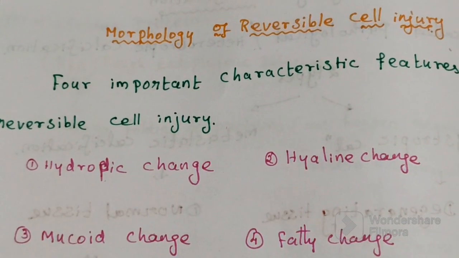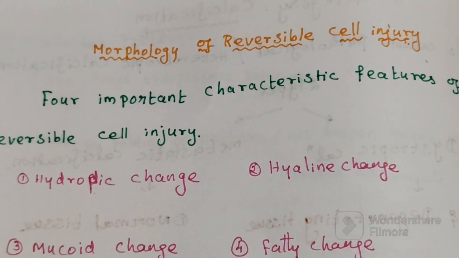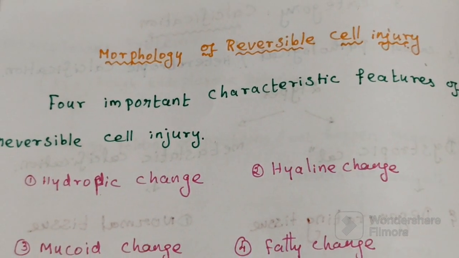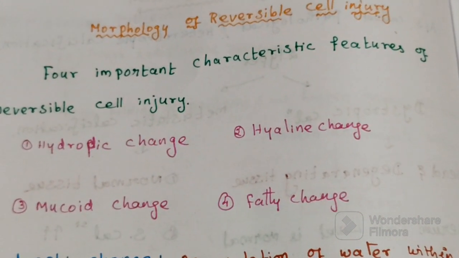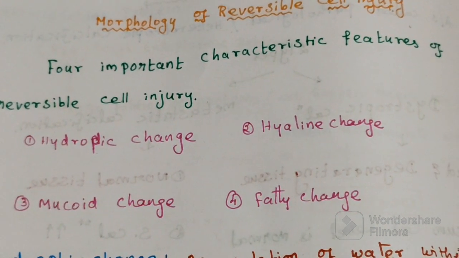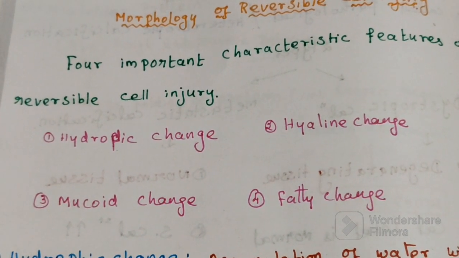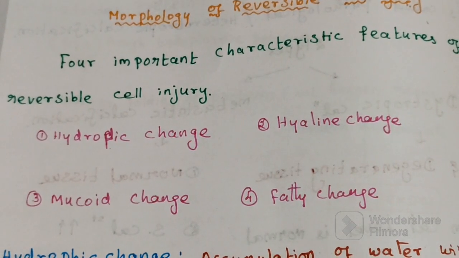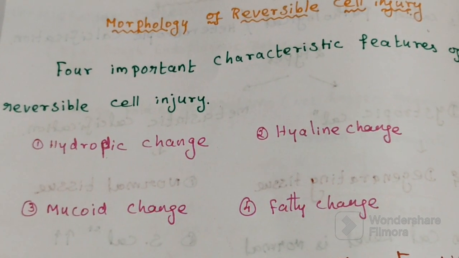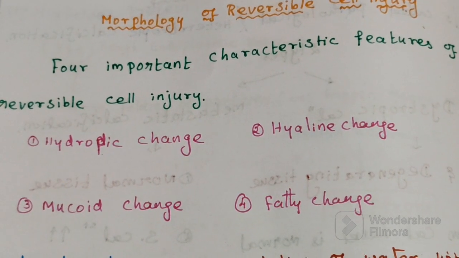Today's topic of discussion is morphology of reversible cell injury. There are four important characteristic features of reversible cell injury. First one, hydropic change. Second one is hyaline change. Third one is mucoid change. Fourth one is fatty change. So these are the four important characteristic features of reversible cell injury: hydropic, hyaline, mucoid and fatty changes.